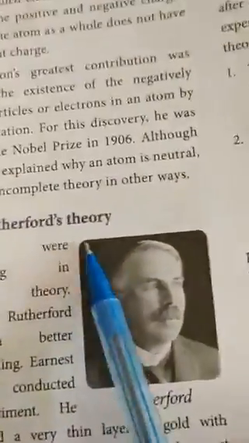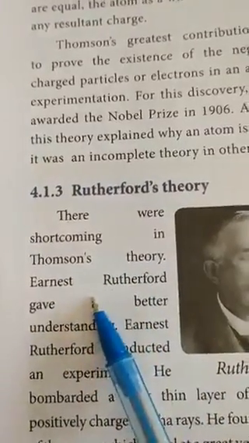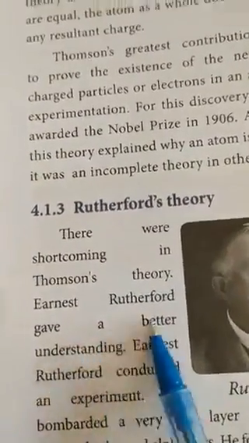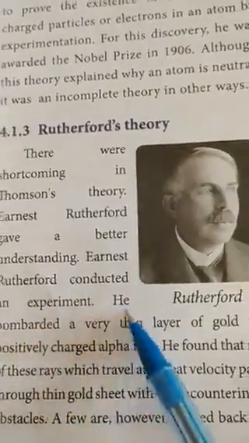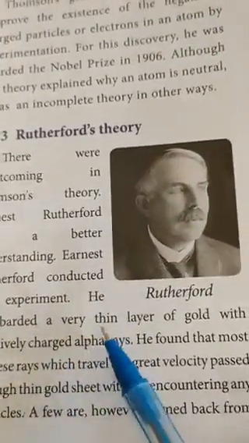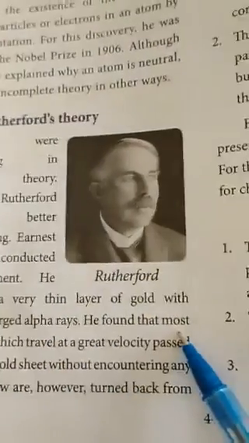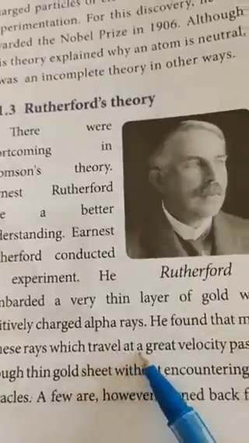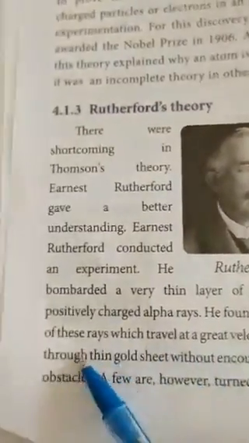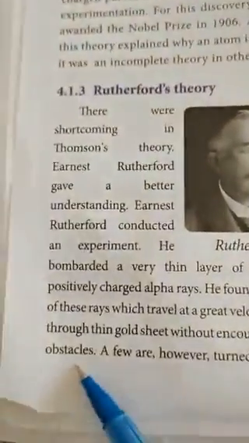According to Rutherford's theory, there were shortcomings in Thomson's theory. Ernest Rutherford gave a better understanding. Ernest Rutherford conducted an experiment. He bombarded a very thin layer of gold with positively charged alpha rays. He found that most of these rays, which travel at a great velocity, passed through the thin gold sheet without encountering any obstacles. Understand? Look at the picture.